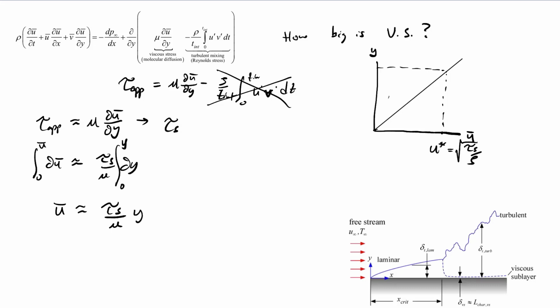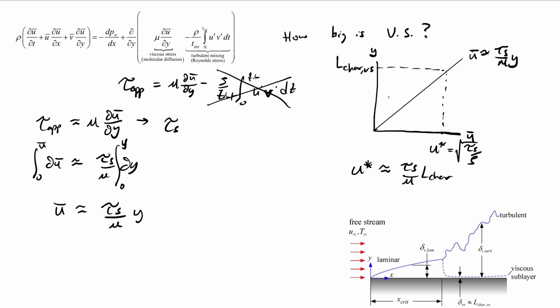So if you look at where this is going to occur, it's going to be at this critical length, L characteristic Vs, and look at the slope of that line. We're trying to figure out how far we have to go out. The slope of that line is u bar, and u bar is going to be tau s over mu times y. So this is all telling us that u star is approximately equal to tau s over mu times L characteristic.